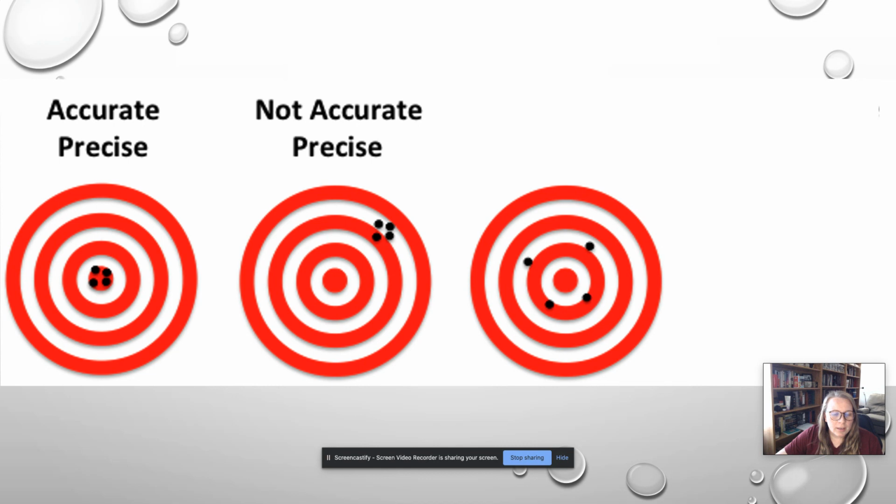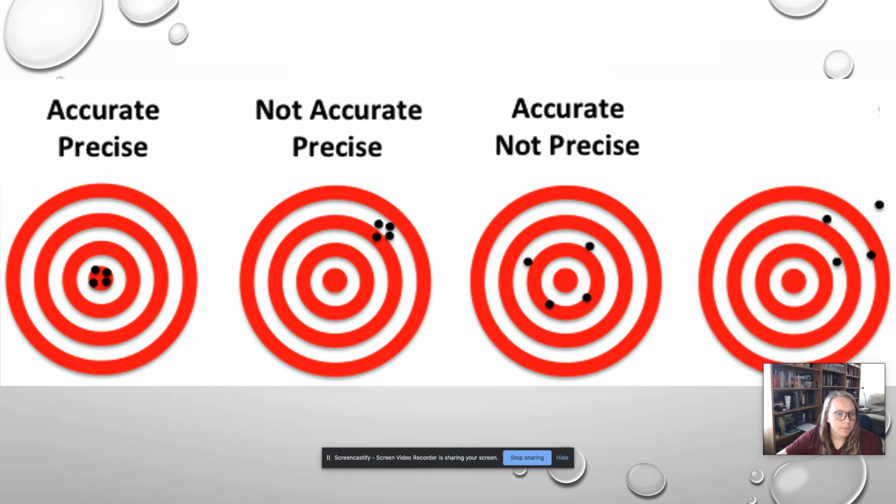With the next target, these are all fairly close to the bullseye, but they're not close to each other. Okay, so we would call that accurate, but not precise. And then with the last one, they're just kind of everywhere, not close to each other, not close to the bullseye. So we would say not accurate and not precise.